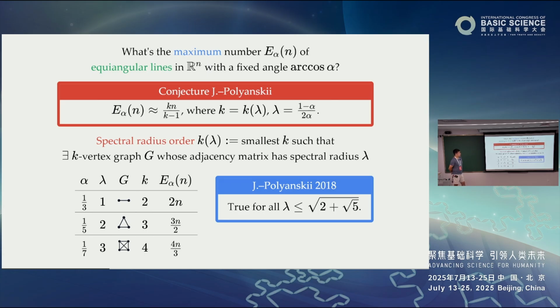After we conjectured this result, Polyanskii and I got into action and tried to prove it. But the best thing we can prove is for all lambda that is at most root 2 plus root 5. Okay. So you can translate this as a range for alpha, but I will use lambda as the main parameter to describe the result.